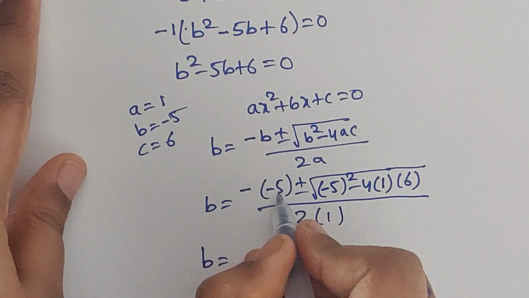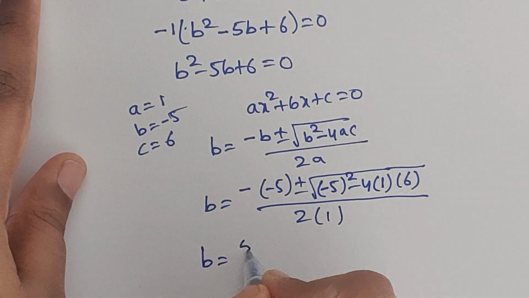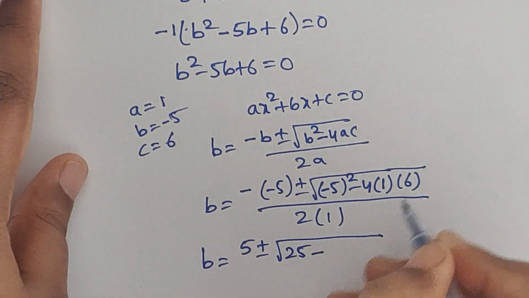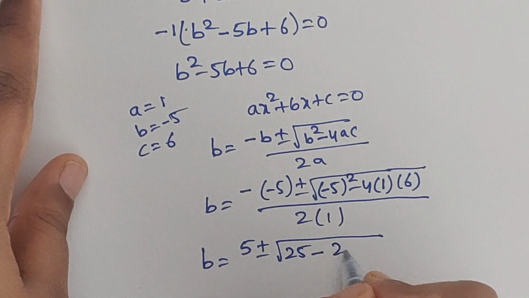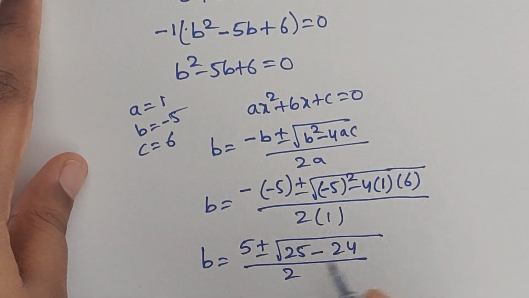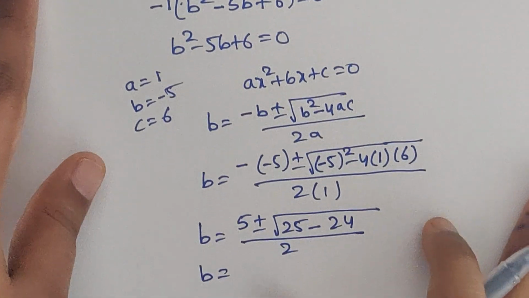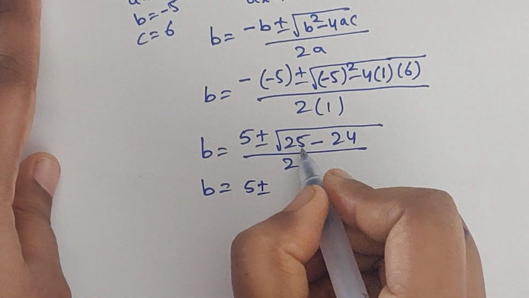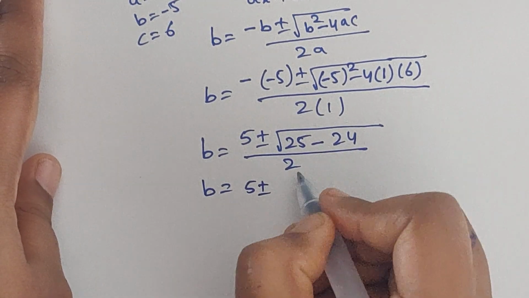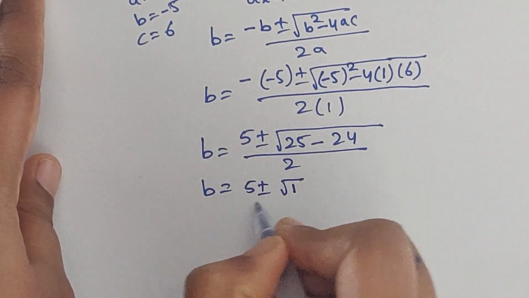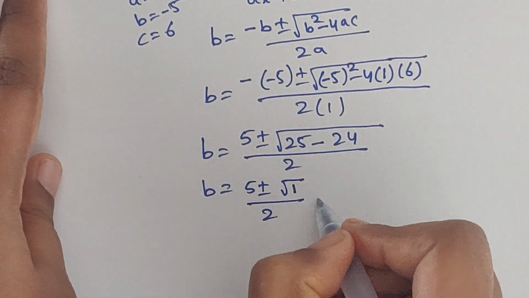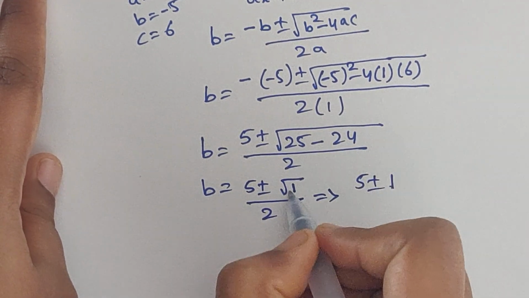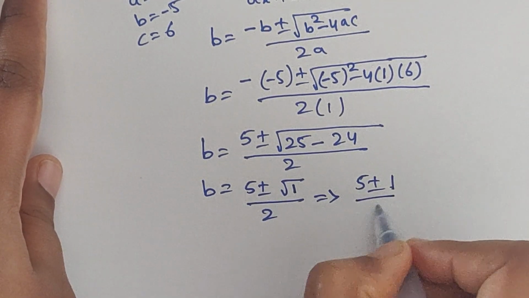So b equals 5 plus or minus square root of 5 square which is equal to 25 minus 4 times 6 which is equal to 24, divided by 2. So b equals 5 plus or minus, 25 minus 24 which is equal to square root of 1, divided by 2. So you'll get 5 plus or minus 1, square root of 1 which is equal to 1, divided by 2.